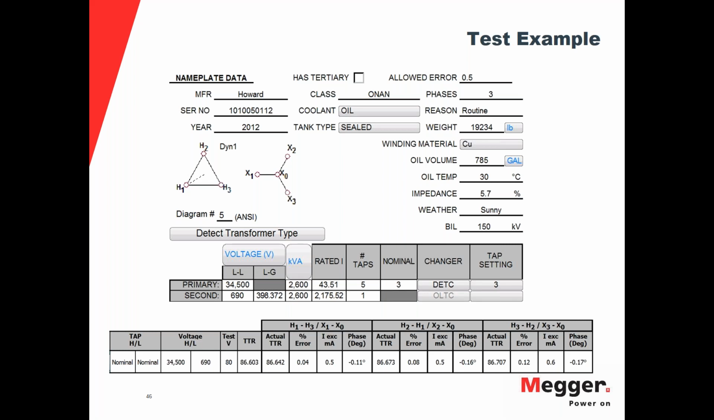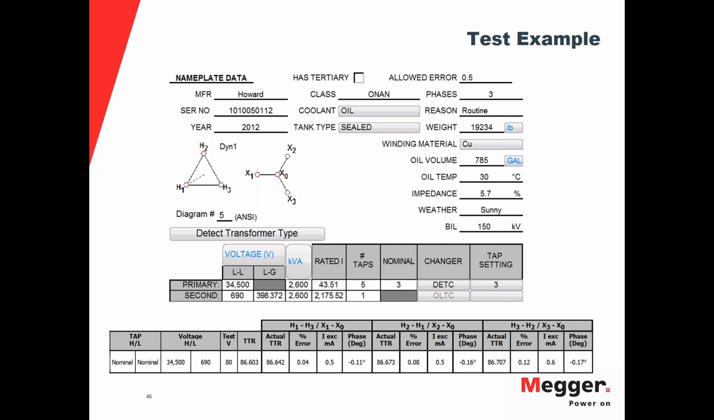And so what was our limit? Our limit was 0.5%, and we are well underneath that at 0.04. Okay, right next to that, we have our excitation current. We can see that it's 0.5 milliamps of excitation current when we did this test. Again, we're doing it from the high voltage side to the low voltage side, so we know that the excitation current will not be as high as if we were to do it in the step up mode.